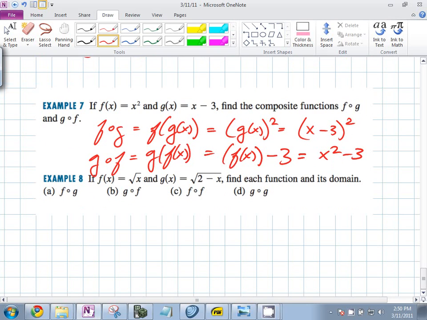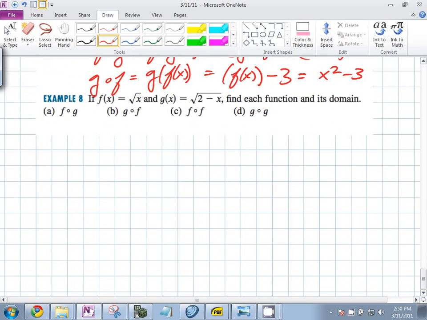Okay, so I'm not going to do all 4. Which one do you want to do? Number 4? Which one's number 4? We're doing D. We'll do A first. How about that? Let's do A.